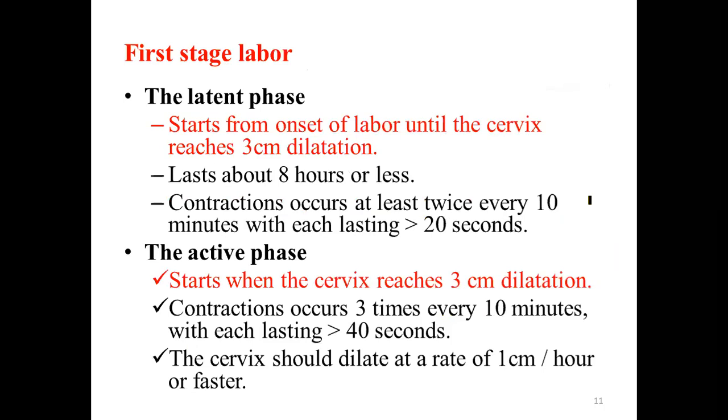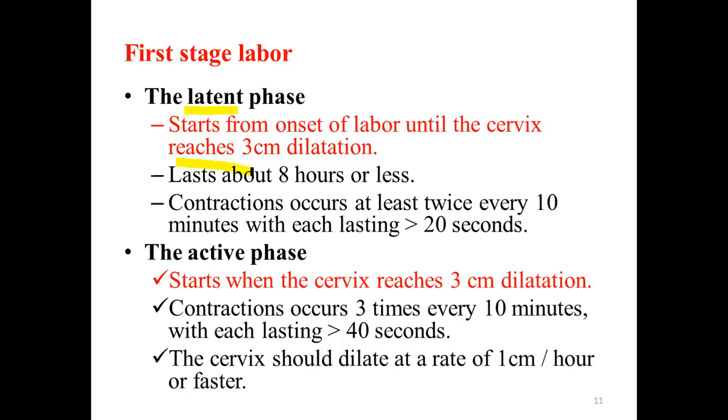So there are two phases in the first stage of labor. The early phase, we call it the latent phase. The second one is the active phase. The latent phase starts from the onset of labor until the cervix dilates to 3 centimeters and usually lasts for 8 hours or less. So at this point, what will happen? There is a contraction of the myometrium twice every 10 minutes, which lasts for about 20 seconds.